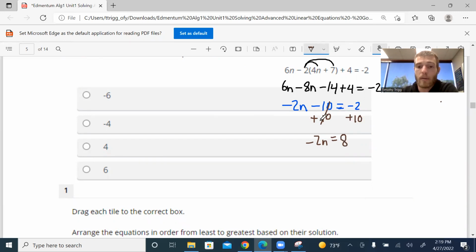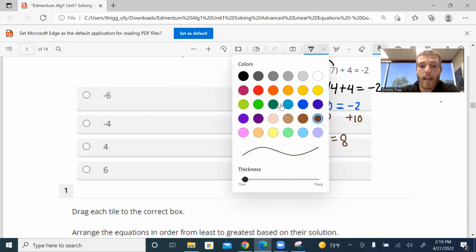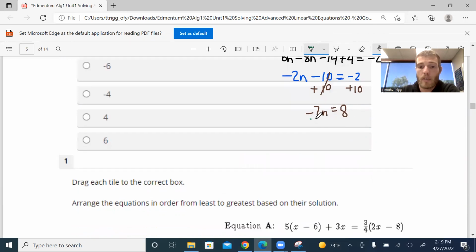Almost done. To get rid of this -2, notice it's -2n. That means they're multiplied together. Whenever the number is right up against the variable, that means they're multiplied. So we cancel that out with division. We divide by -2 on both sides of the equation. 8 divided by -2 is -4.